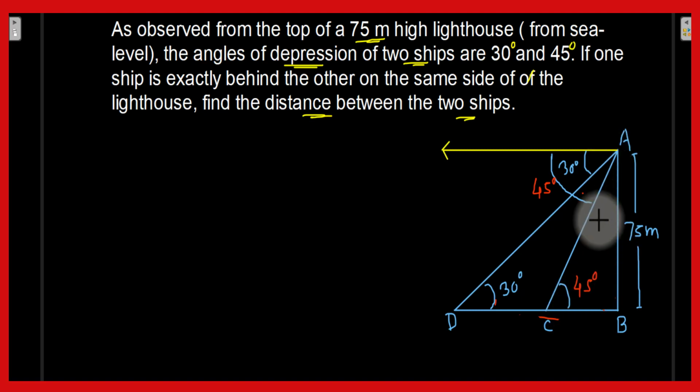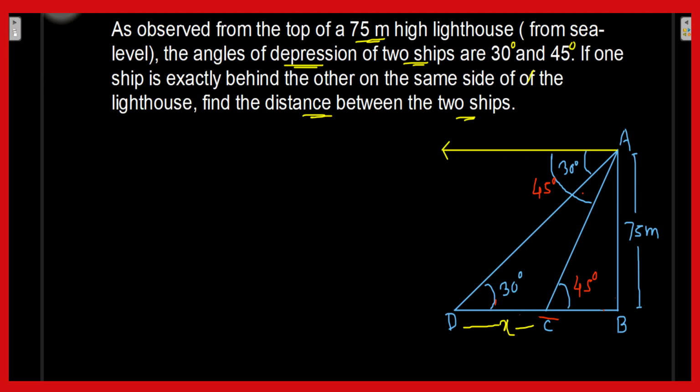Now here you see that two right triangles are formed. One is ACB and another is ADB. With the help of these two triangles, we will find the distance between the two ships. Let the distance between the two ships be x. And now first we will take the triangle ABC.